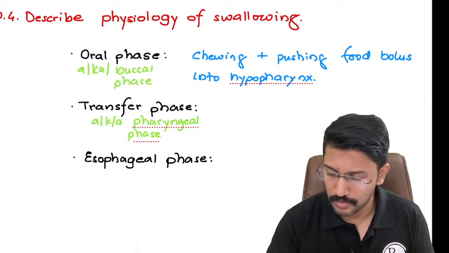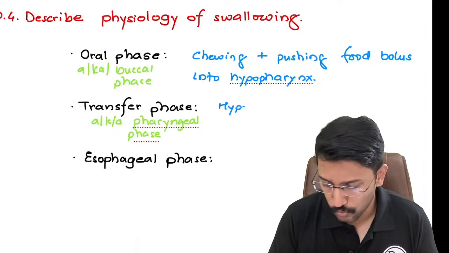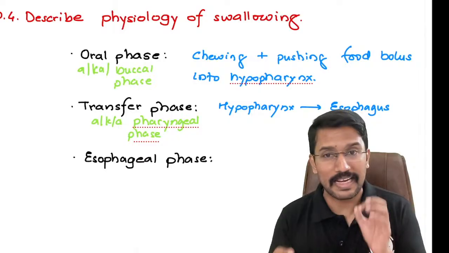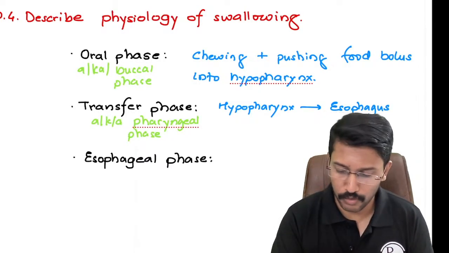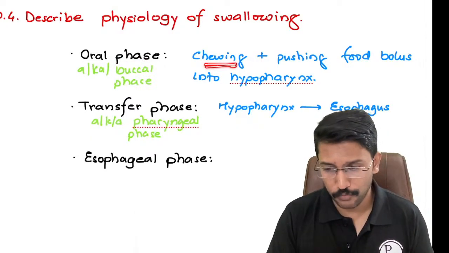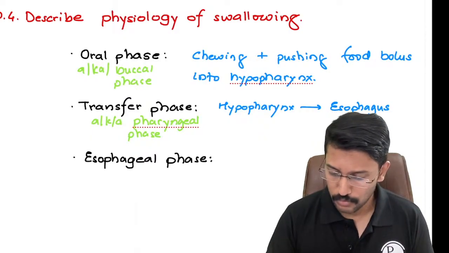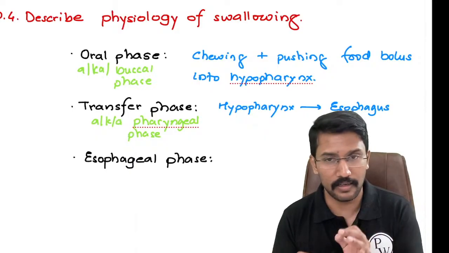So, what we do in the pharyngeal phase, we transfer the food bolus from the hypopharynx to the esophagus. For us to do this effectively, we need intact and normal functioning of the 9th and 10th cranial nerve, right. So, for us to be able to do the oral phase effectively, we need the 5th cranial nerve, 7th cranial nerve, 9th cranial nerve and 12th cranial nerve. For us to be able to do this transfer phase or pharyngeal phase, I need intact 9th and 10th cranial nerve.